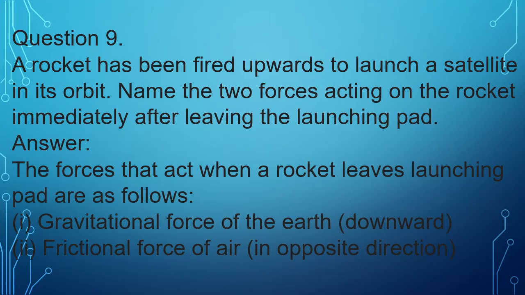The ninth one is, a rocket has been fired upwards to launch a satellite in its orbit. Name the two forces acting on the rocket immediately after leaving the launching pad. Answer. The forces that act when a rocket leaves the launching pad are as follows. The first one is the gravitational force of the earth downwards, and the frictional force of air in the opposite direction.